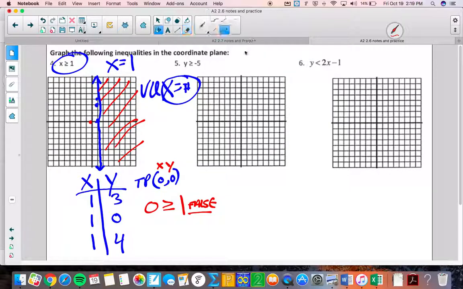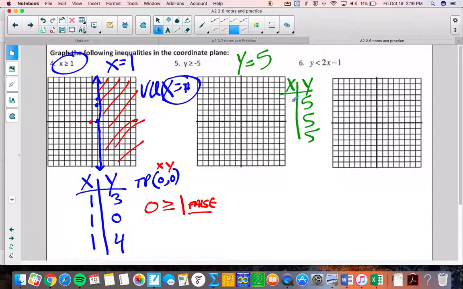Let's do y is greater than or equal to 5. We'll think of that as the equation y equals 5. Let me change colors since we are starting a new one. Think of it as y equals 5. That is a rule, and the rule is saying that no matter what x is, y is 5. So (0, 5) is right here, (1, 5) is right there, (3, 5) is right there. See what kind of line we have?